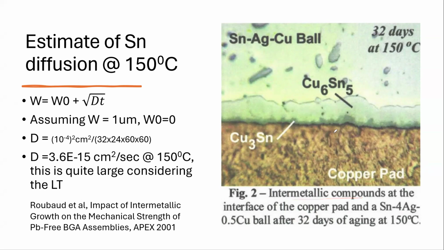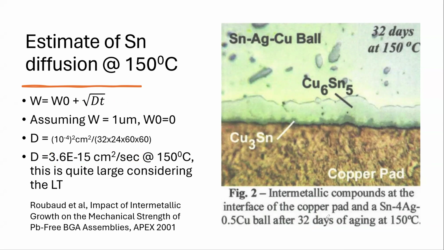I want to know what the tin diffusion is. This is not about electromigration yet. I just want to know the value of the tin diffusion coefficient at 150 degrees Celsius. It's been running for 32 days at 150 degrees Celsius, and I use this square root of Dt formula. I'm putting this as 1 micron in. I easily calculate it's 3.6E-15 centimeters squared per second.